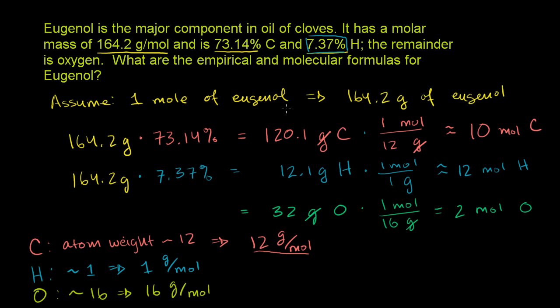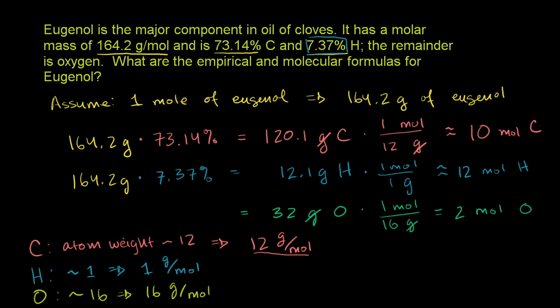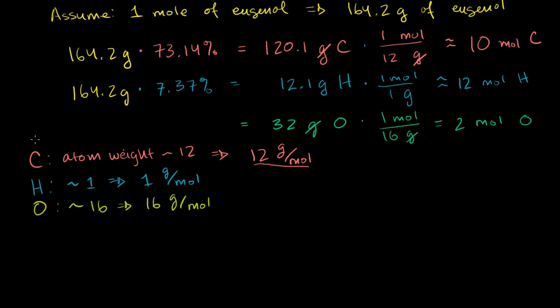So if we have 1 mole of eugenol, we have 10 moles of carbon, 12 moles of hydrogen, and 2 moles of oxygen. So we now have the ratio. Or you could think of it as, if you had 1 molecule of eugenol, we would have 10 carbons, 12 hydrogens, and 2 oxygens. And we're done. This is the molecular formula. We could think of it in moles, which is a huge number, or for every molecule of eugenol, we have 10 carbons, 12 hydrogens, and 2 oxygens. This right here is the molecular formula.